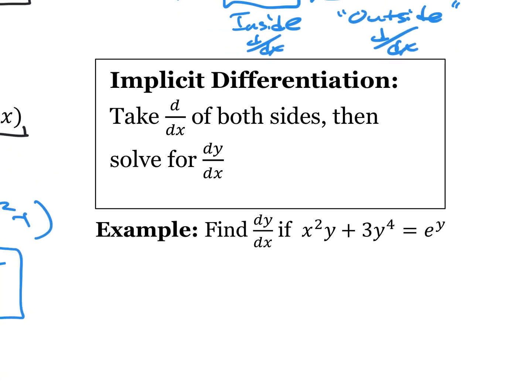Sometimes we have x's and y's all mixed up like this, right? Well, we remember when we look at this, we've got y. y is a function of x. Now, if you try to solve this for y, it's going to be a mess. Sometimes you might be able to do it, but look at this one. I don't think you could solve this for y. I don't know where to start. It would be just a mess.